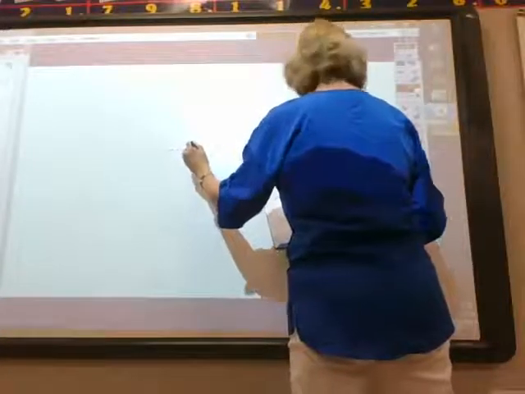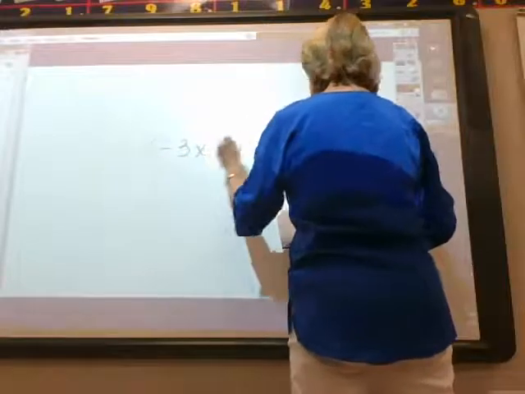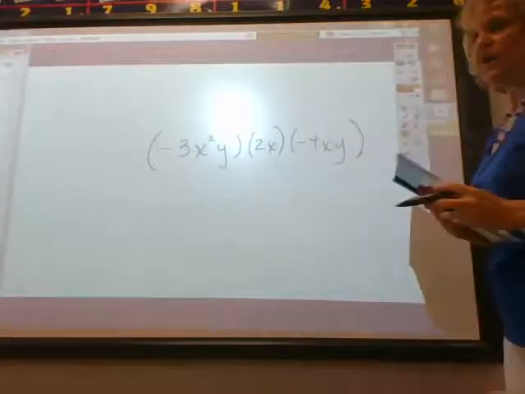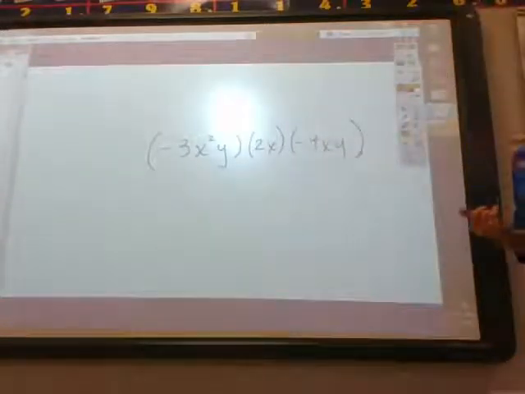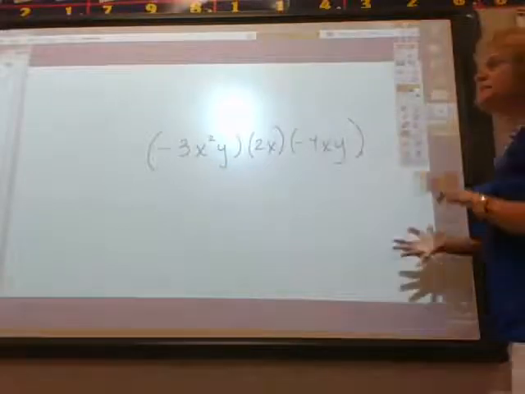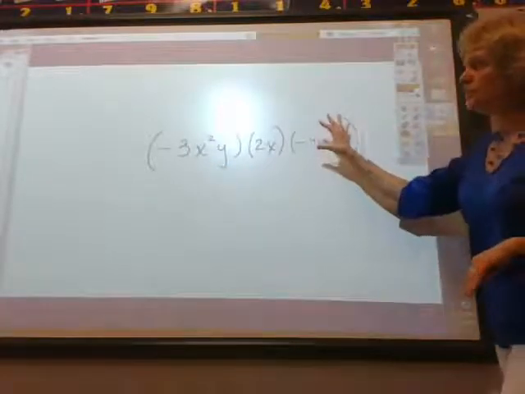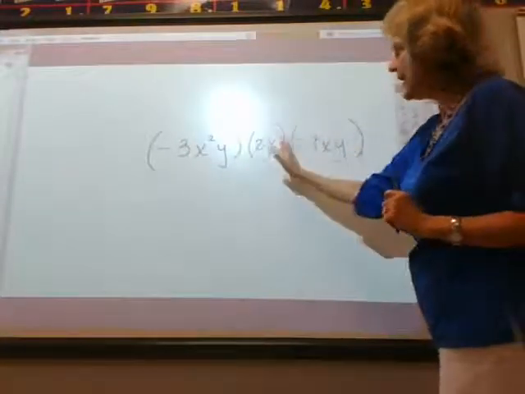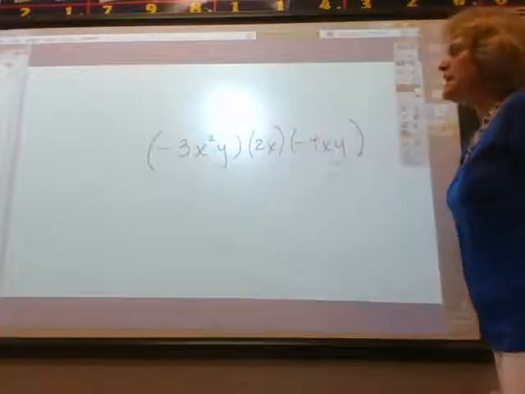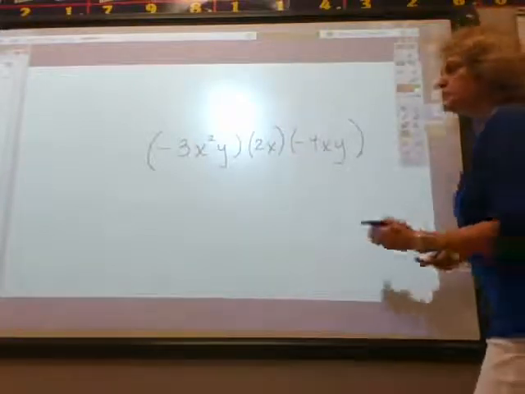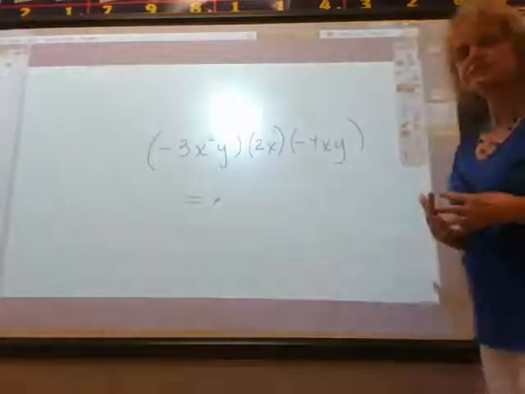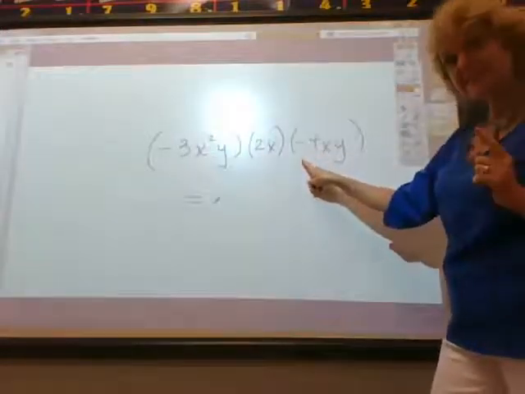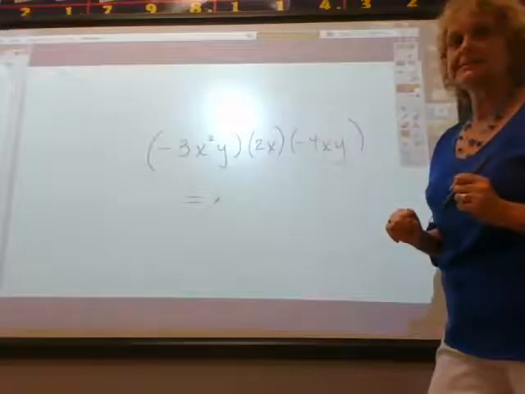So first example, negative 3x squared y times 2x times negative 4xy. All right, so I know that I'm multiplying because first of all, it'll say simplify. Sometimes it'll say multiply, sometimes it'll say simplify. But you know that this is being multiplied because you've got everything standing next to each other, no adding and subtracting between the terms. Now, the first thing I would suggest when you're multiplying is look at it and go, okay, is the answer going to be plus or minus? I count 2 negatives. So that's an even number, so I know my answer is going to be plus.